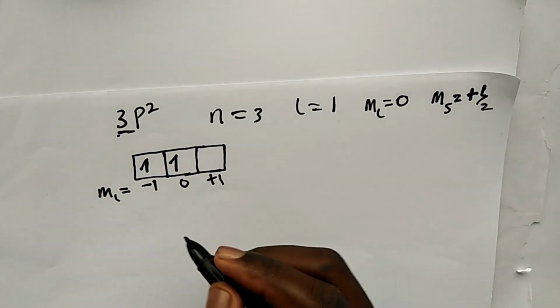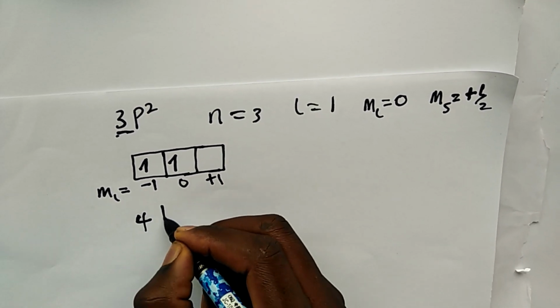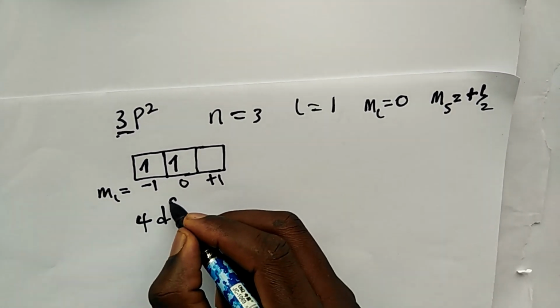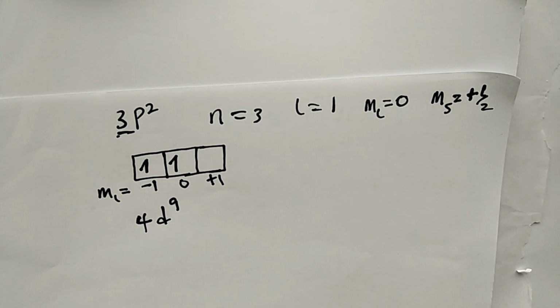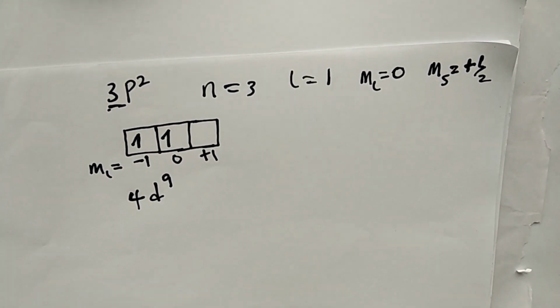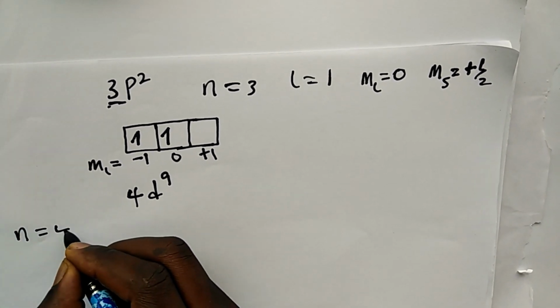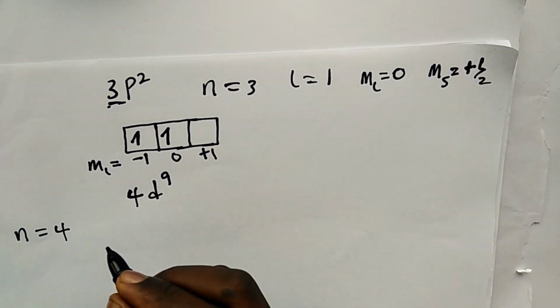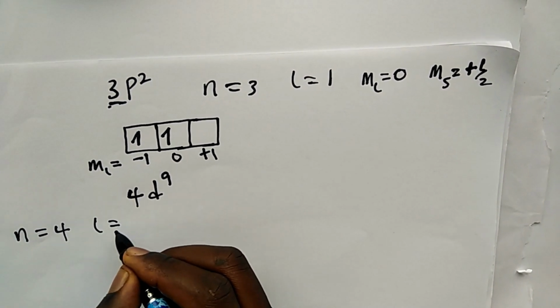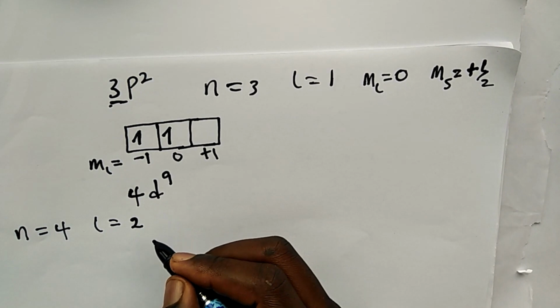What if you are given another electron, let's say 4d9? Find all the 4 quantum numbers of this particular electron. So n is equal to 4, the number in front. L is equal to 2 because it's D. D is equal to 2.